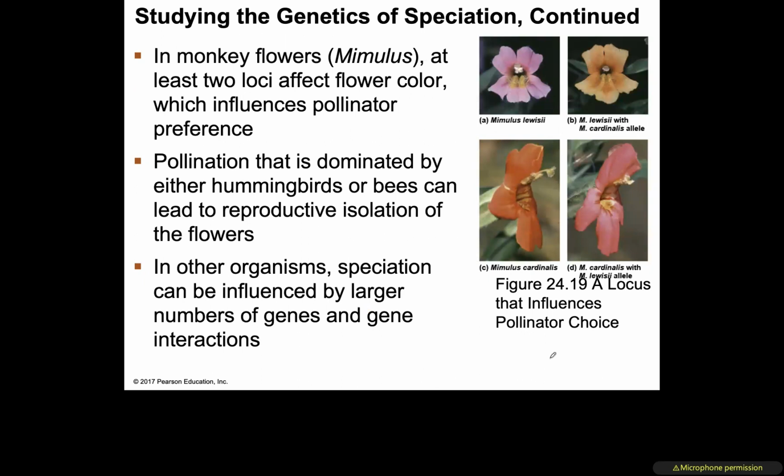In the monkey flowers, at least two loci, two different parts on a chromosome, affect flower color. And that flower color influences pollinators. Different pollinators are going to like different colors, so just the change in the color of the flower could make a big difference. Pollination is going to be dominated by either hummingbirds or bees and could lead to reproductive isolation of those flowers. In other organisms, speciation can be influenced by a larger number of genes and gene interactions too. So not just one gene, but groups of genes that need to interact with each other.